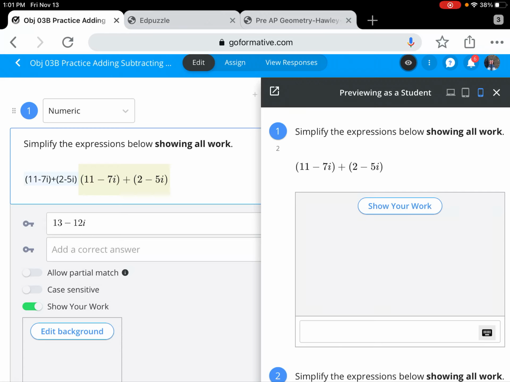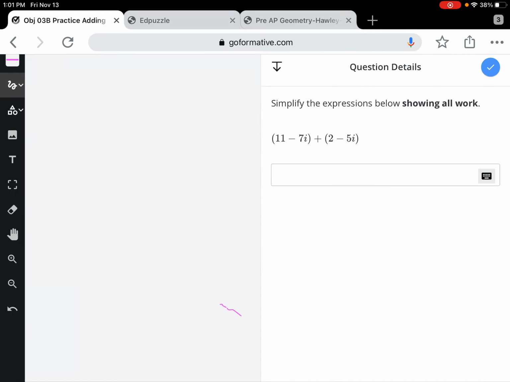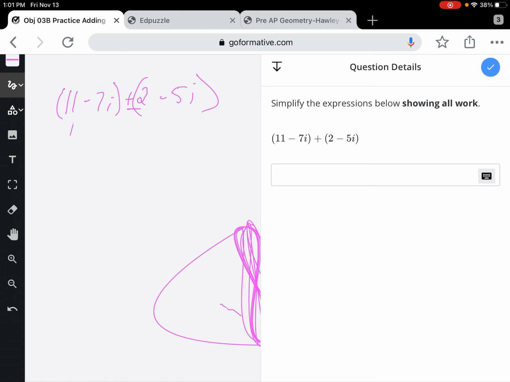We're just going to go through the homework for adding and subtracting. So this one's pretty simple. We have 11 minus 7i plus 2 minus 5i. Since I have a plus, I don't really have to worry about the plus sign. So I just combine my like terms. My 11 and 2 is 13. Negative 7 and negative 5 is negative 12i.